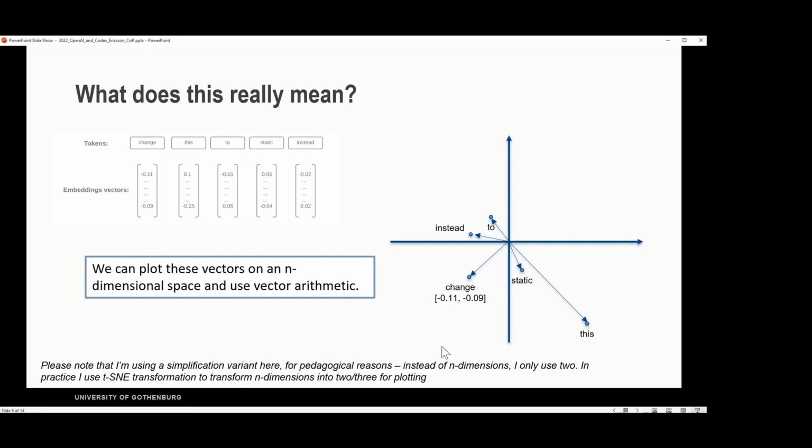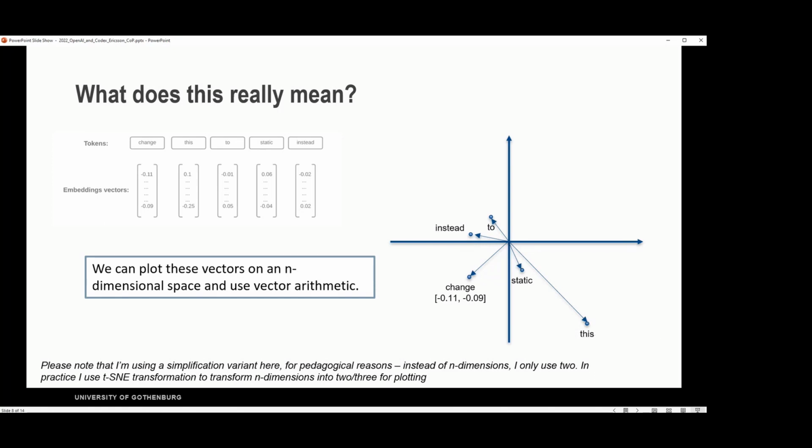So for example, for the word change at the bottom, you see that I use only two parameters, the one from the top and the one from the bottom. That doesn't have meaning for the theory of that. It's just a simplification for drawing. But as you see, here I use vectors to represent each of those words, so to say. And as you see over here, by this representation, the word instead is positioned much closer to the word to than it is positioned to the word this.